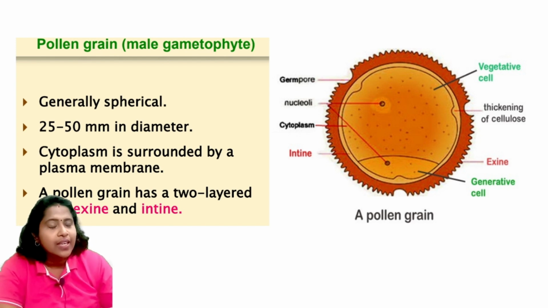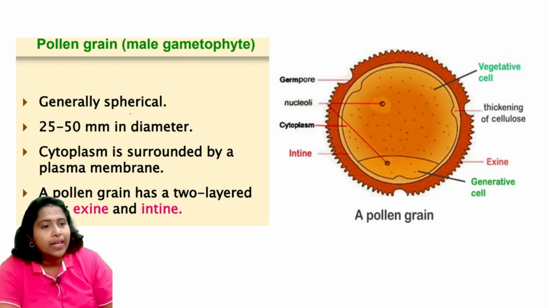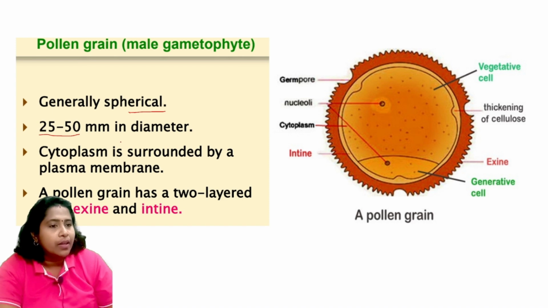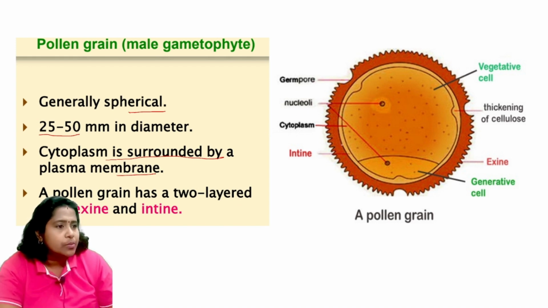Now, if you observe a typical single pollen grain, the structure is like this. It is spherical in shape, about 25 to 50 micrometres in diameter, and the cytoplasm is surrounded by a plasma membrane. Here you can see the plasma membrane. And pollen grains have a two-layered wall.